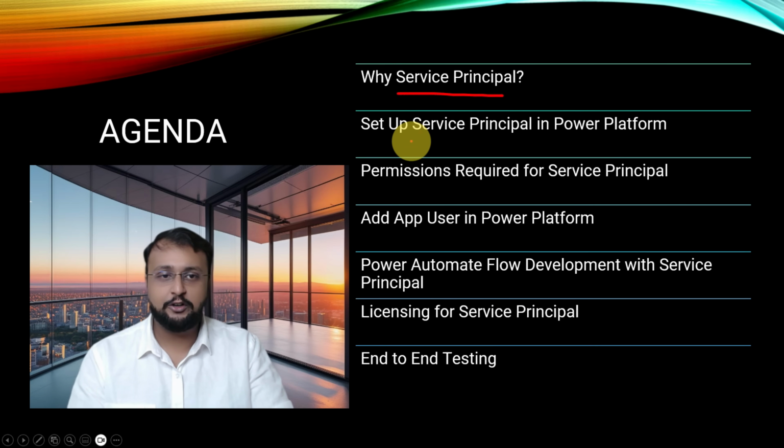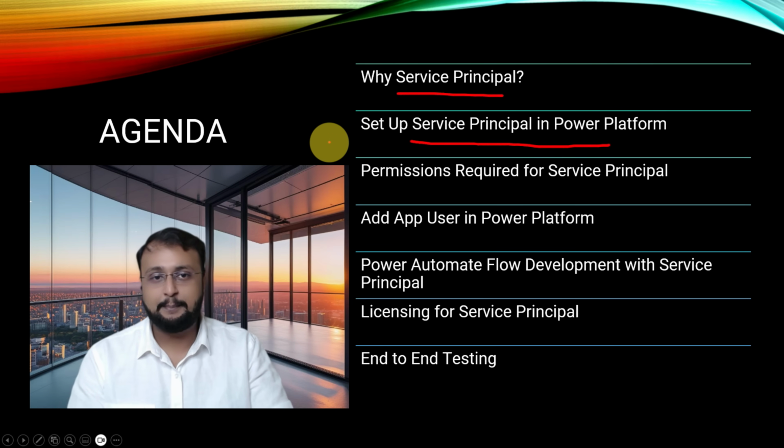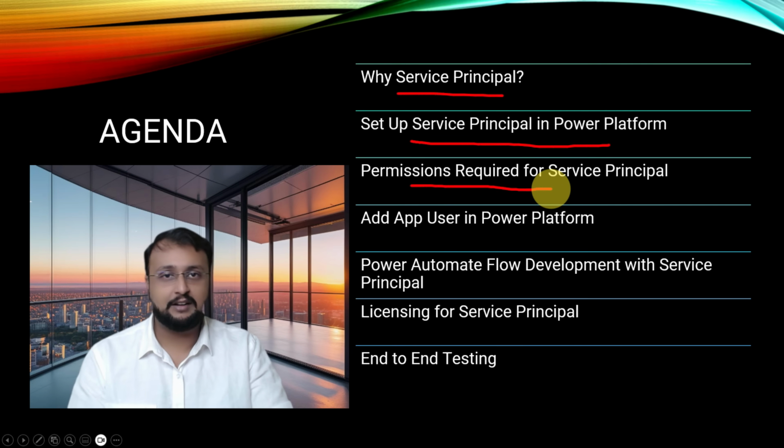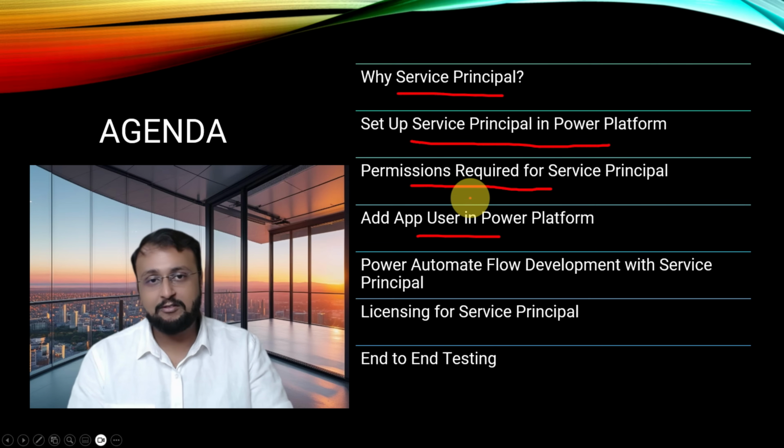After that, I'm going to talk about how you can set up your service principal from scratch in the Power Platform. After that, we'll talk about what permissions are required for the service principal in order to execute the overall Power Automate flow. Also, we will add that particular user within your Power Platform account in order to run your flow with the application user.